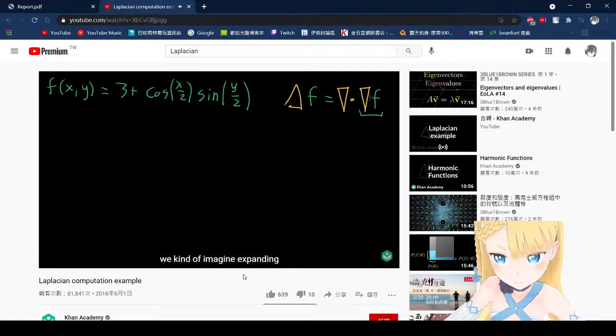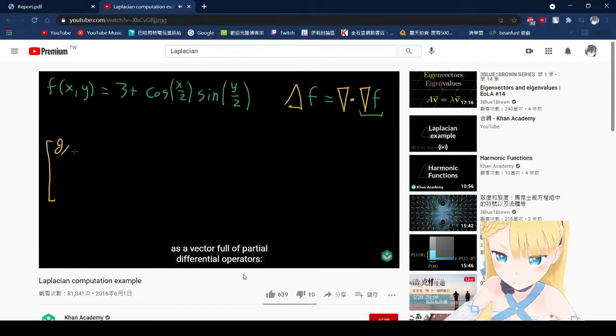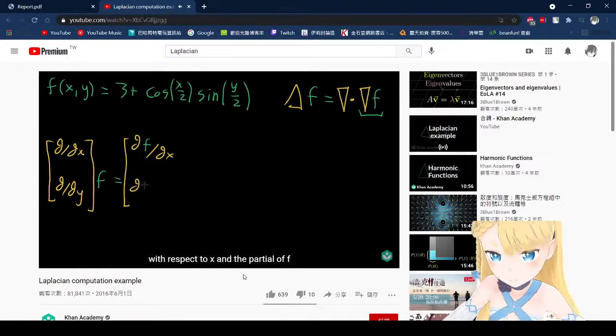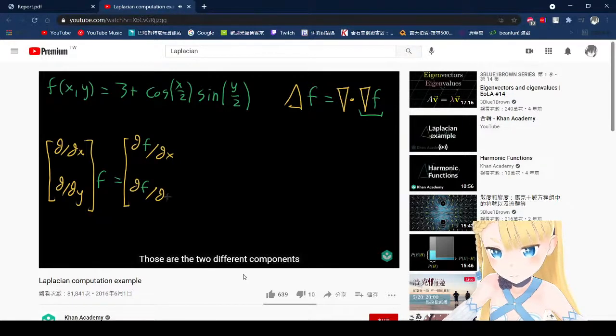And the way we do that, we imagine expanding this upside down triangle as a vector full of partial differential operators, partial x and partial y. And with the gradient, you just imagine multiplying that by the function. What it looks like is a vector full of partial derivatives. You're taking the partial of f with respect to x and the partial of f with respect to y. Those are the two different components of this vector valued function that is the gradient.